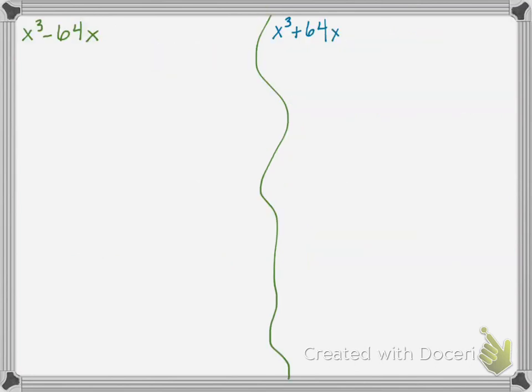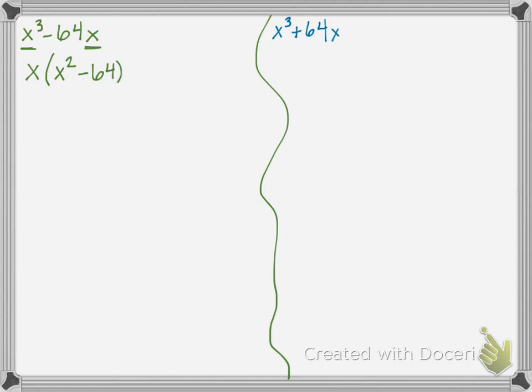I have x to the third minus 64x, and then the one right next to it to the right is x to the third plus 64x. So again, the first thing I always have to check is, do they have anything in common? With an x to the third and an x, I have an x in common, so I can take that out. What's left inside when I take that out? I have x squared minus 64.